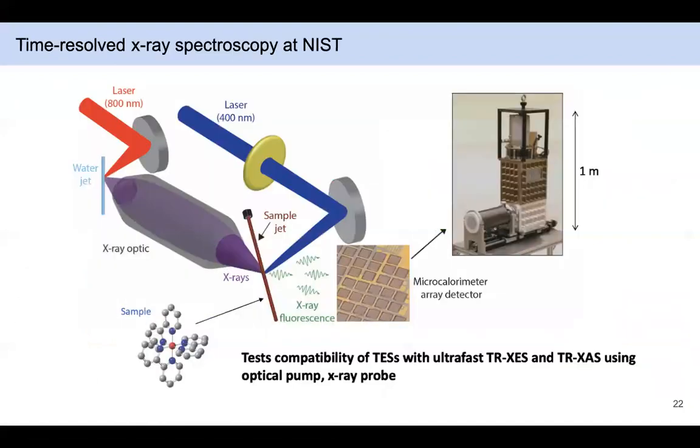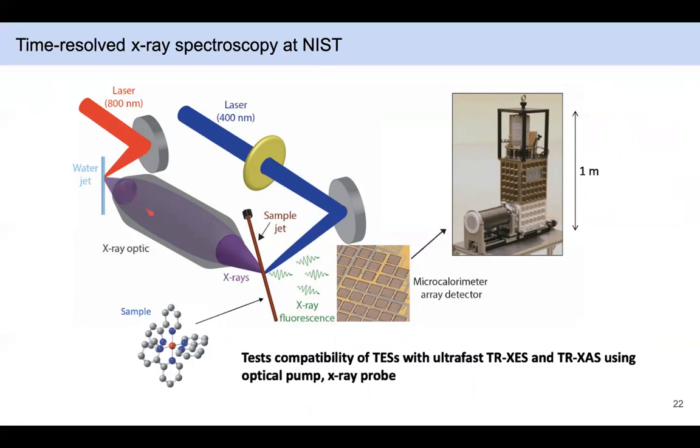In addition to these beamline instruments, we also have some pretty unique capabilities available at NIST in Boulder, using a tabletop spectrometer that we've built to do time-resolved X-ray emission and absorption spectroscopy. In this experiment, we use a pulsed laser to excite a sample dissolved in a water jet using a short optical pulse. That same laser is used to strike another jet, which creates a plasma that produces broadband Bremsstrahlung radiation.